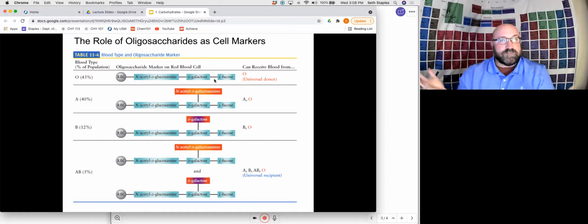And so here's a real world example of where some of these polysaccharides and oligosaccharides come into play. They are basically what determine different blood types.